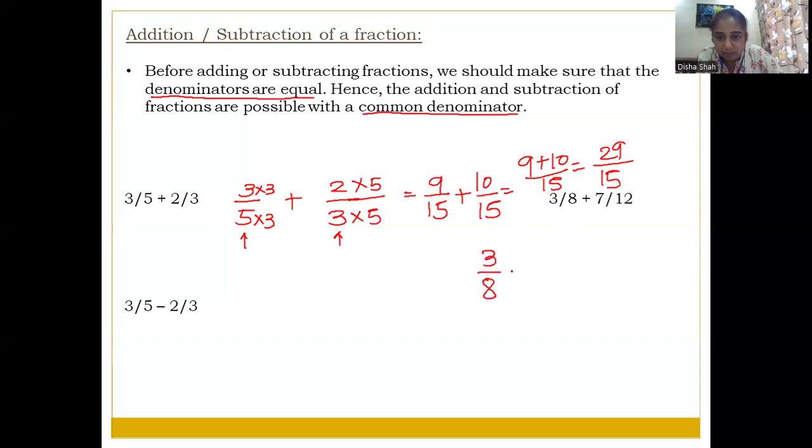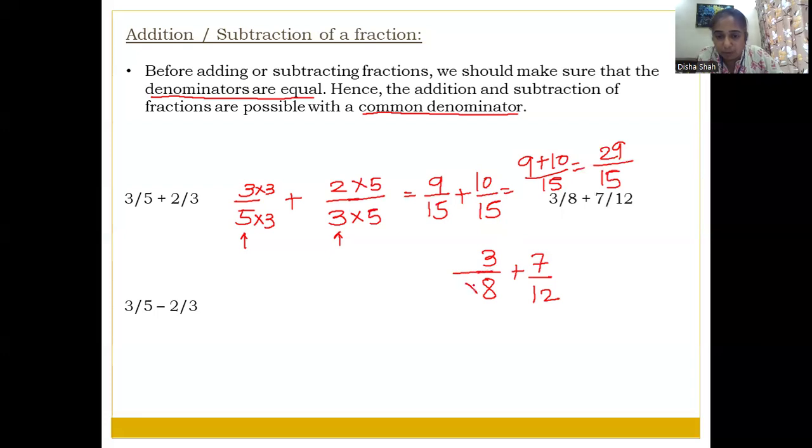3 by 8 plus 7 by 12. Now here also we have to make the denominator equal. Currently in the denominator there is a value 8 and there is a value 12. So we will take the LCM of 8 and 12. 8 and 12 का LCM होता है 24.